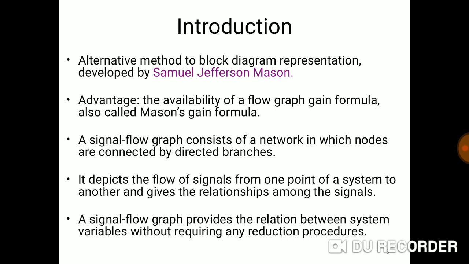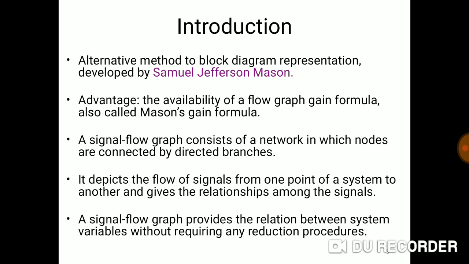First, we will discuss what we mean by signal flow graph. This is nothing but an alternative method to block diagram representation, developed by the scientist Samuel Jefferson Mason. So, for finding the transfer function, it is called Mason's gain formula. As we have discussed the block diagram reduction techniques and found the transfer function with the help of the block diagram, this is another alternative method for finding the transfer function with the help of the signal flow graph, which was designed by Samuel Jefferson Mason.